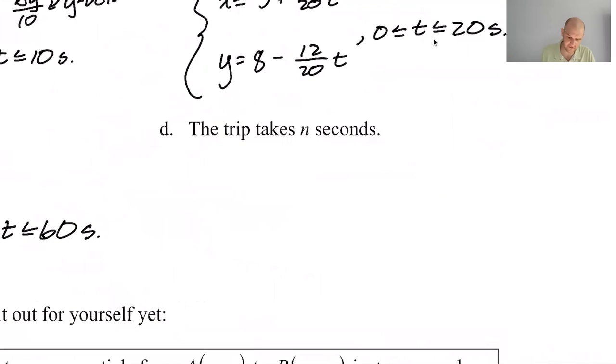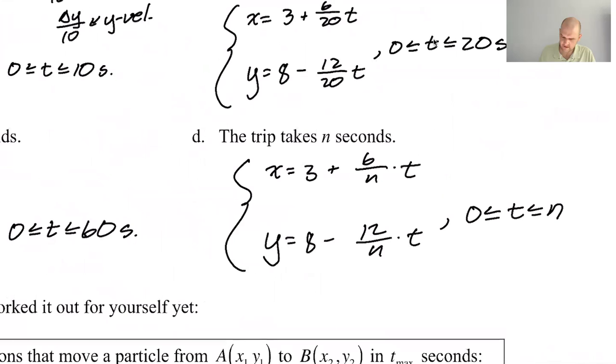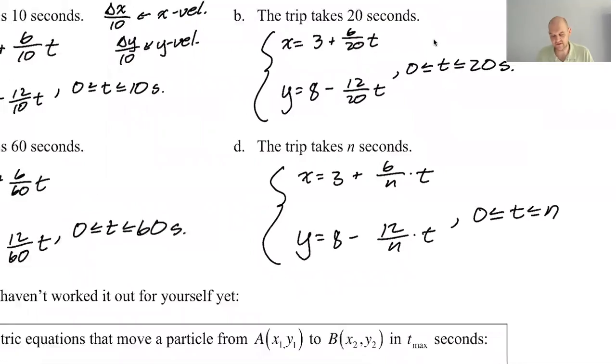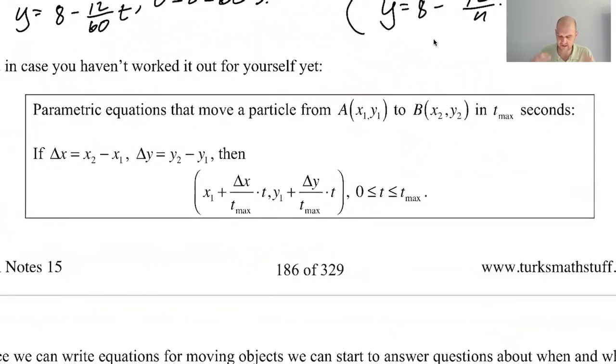And then here we can generalize and say, well, that was weird. We can say x is going to be 3 plus 6 over n times t. Y is going to be 8 minus 12 over n times t. And then your time interval is going to be 0 to n. So that's kind of interesting, because that's like extra things.